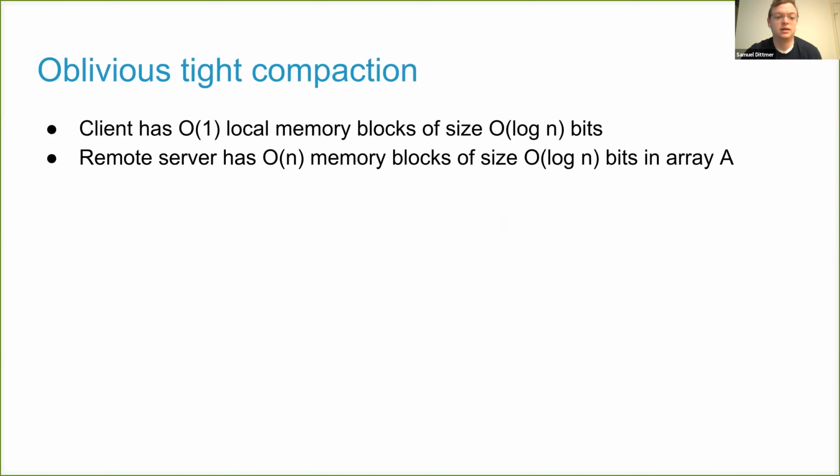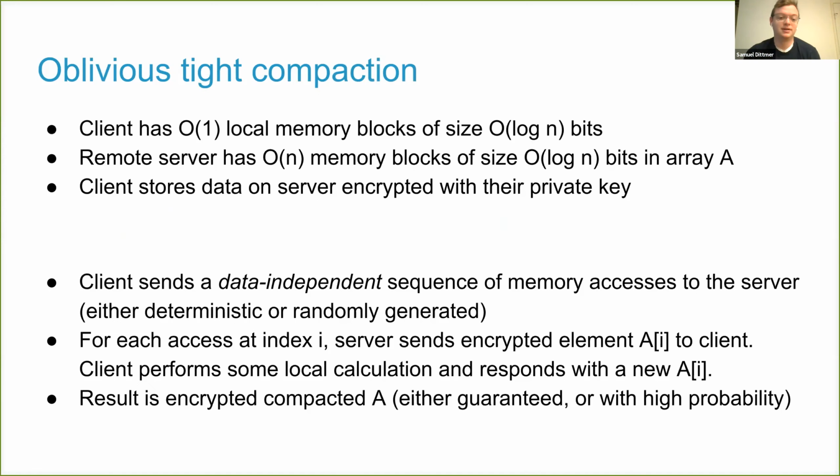Here's the formal definition of what oblivious tight compaction is, but just a couple of things I want to note here. This works by the client interacting with a server and giving a series of commands to the server to access certain memory locations. Those commands need to be data independent, either predetermined or just totally random. And then notice that the client has essentially no local memory. So all they can store is the most recent element they grabbed.